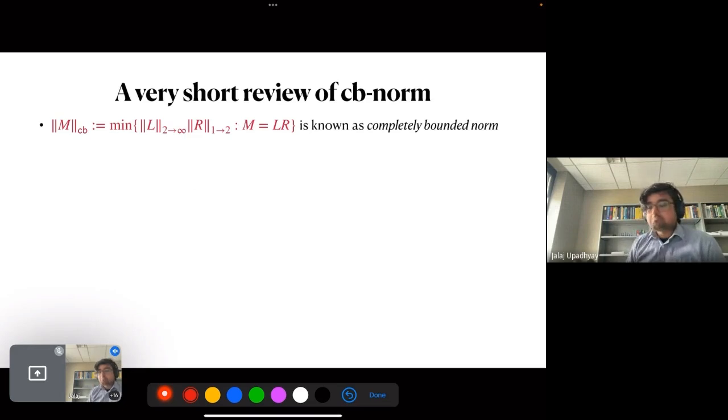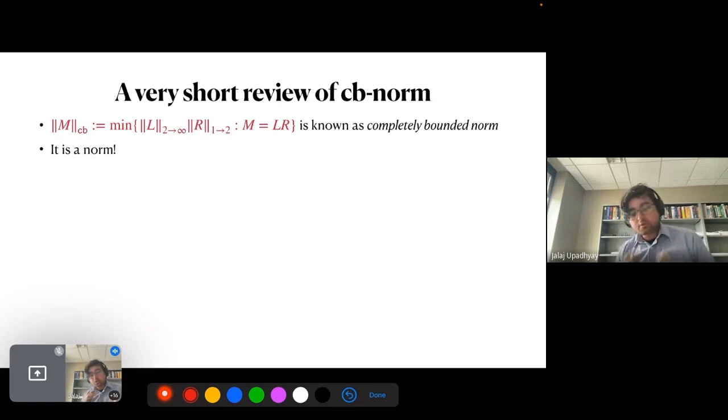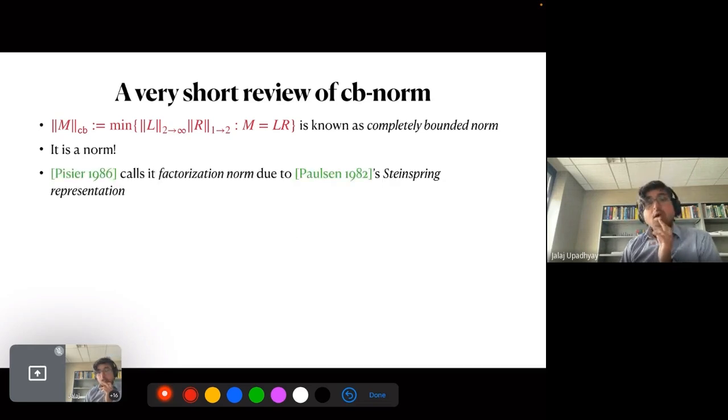For the CB norm, this is the definition we have. Just to recap, first thing, it's a norm. We have a nice semi-definite characterization of this optimization problem, and we can prove it's a norm using that characterization. People also call it the factorization norm, mostly because one person gave this nice Stinespring-type representation into the factorization form. Since then, Fisher in his book called it the factorization norm, and people in functional analysis stick to that name.